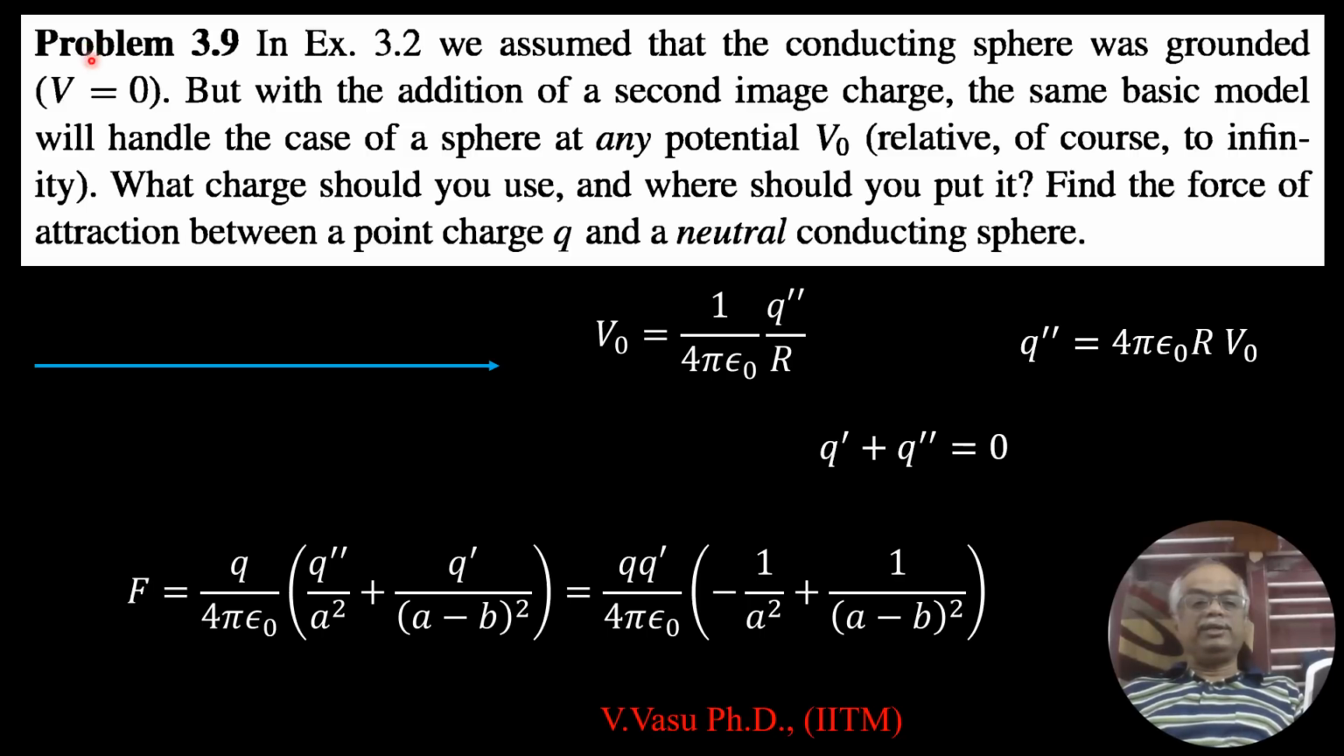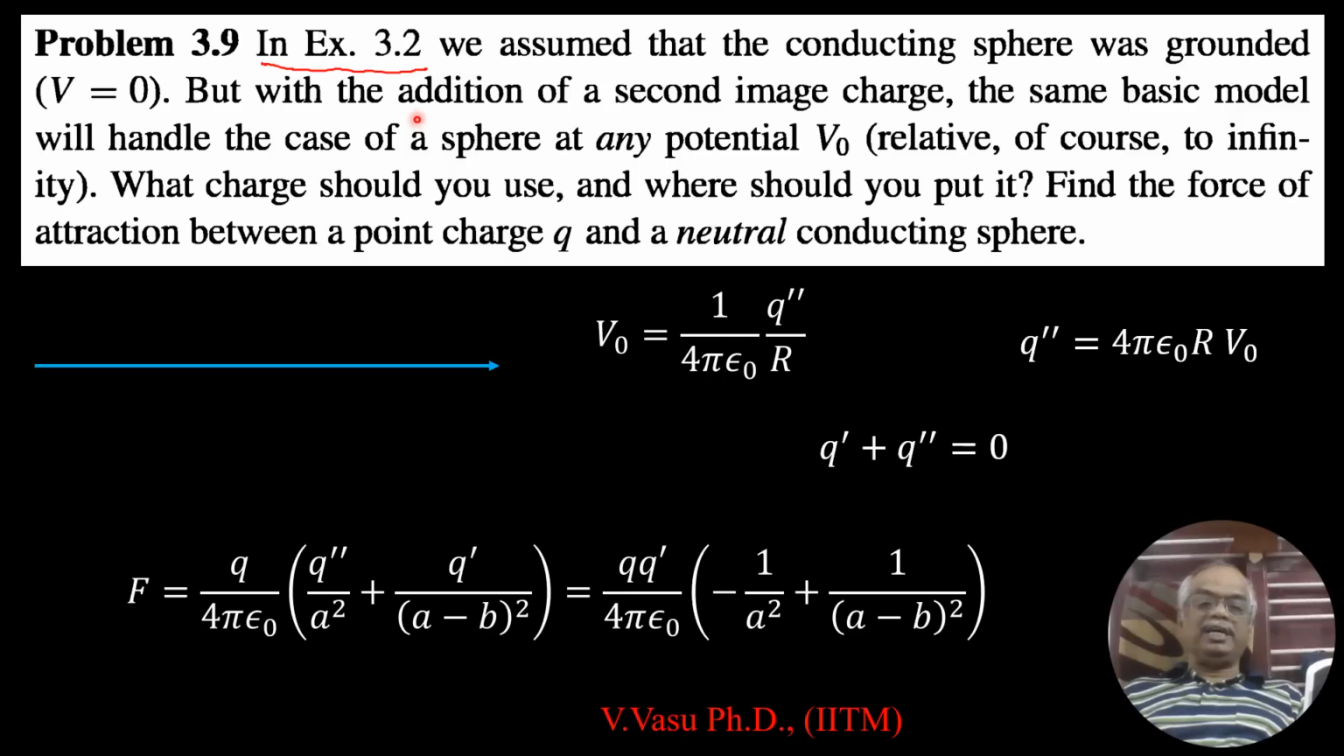Today we will solve problem 3.9 of Griffiths, fourth edition, Introduction to Electrodynamics. Before going into the detail, problem 3.9 is related to example 3.2. I have given a detailed lecture on example 3.2. In that, we assumed that the conducting sphere was grounded, that is V is equal to 0.